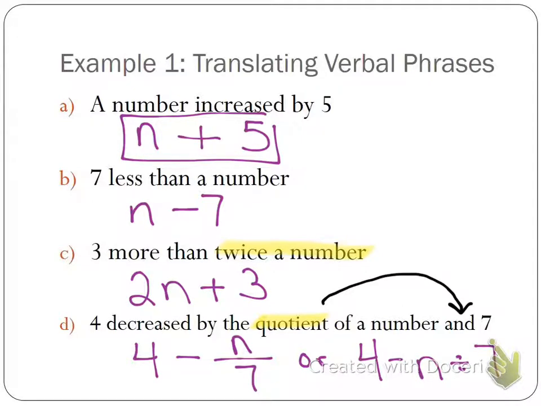Order of operations tells me which do I do first. Do I subtract first or divide? I divide. So if I was actually solving this, I'd have to divide first before I subtract. All right. Okay, so hopefully it's kind of setting in a little bit. You're following along, but maybe still have some questions.